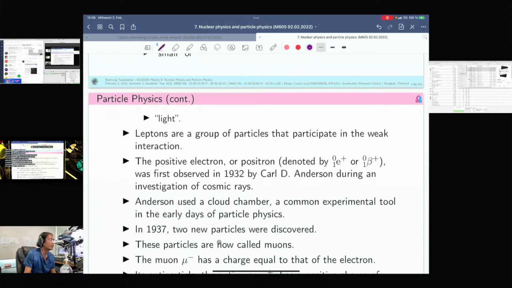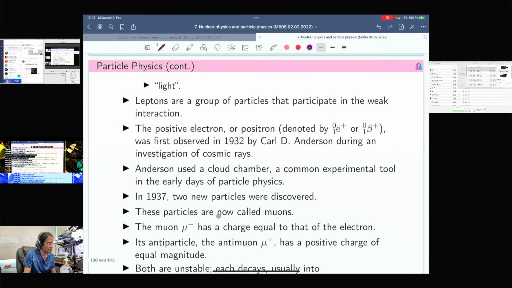So that we can adapt ourselves to live in the future, and that might be useful. Most of the effort was done here in the Society of Physics. These particles, in 1937, two particles, are known as muons.